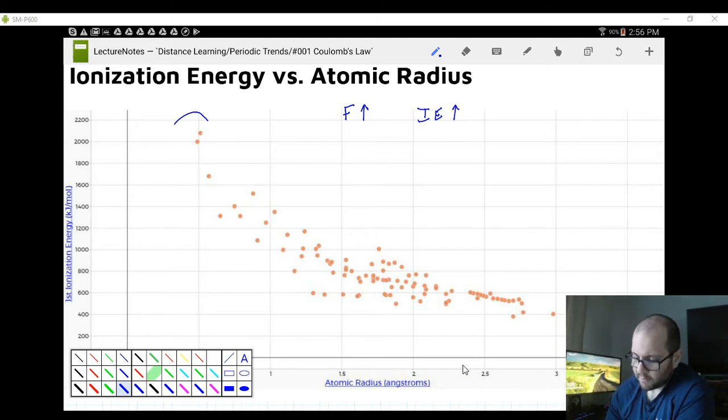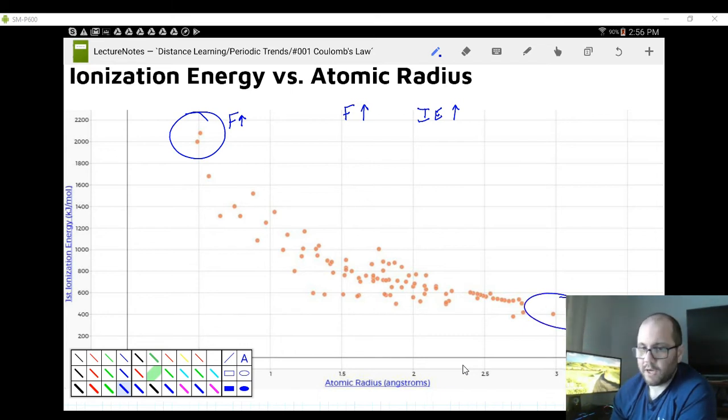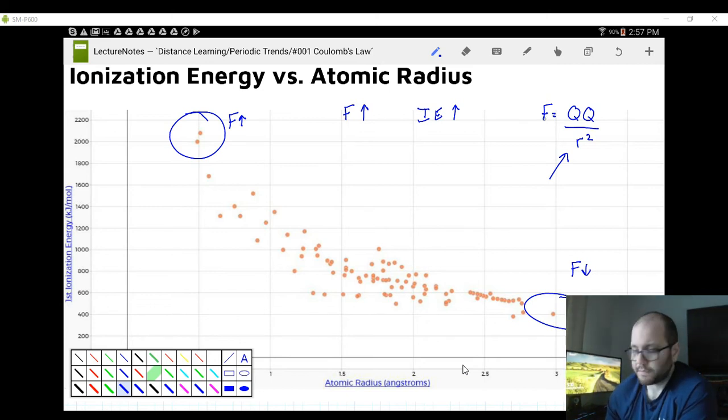So here on the left side of the graph, where we have a really high ionization energy, this must mean that the force of attraction is also really high for these atoms. Whereas over here on the right, where we have a low ionization energy, the force is going to have to be really low. Since our equation is that force is proportional to the two charges over the distance squared, it makes sense that as the atomic radius increases, it has a decreasing effect on the force, and if the force goes down, the ionization energy should also go down.